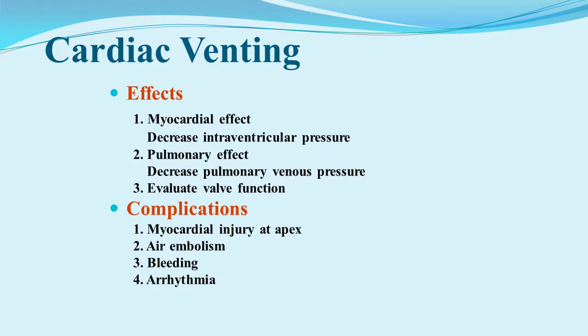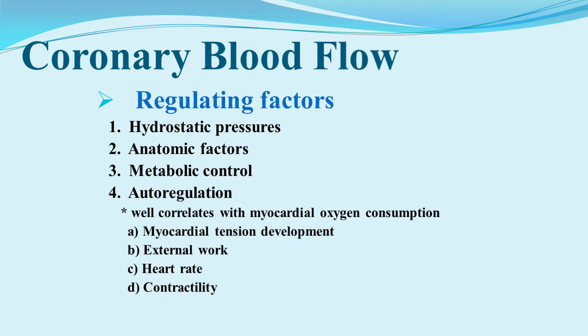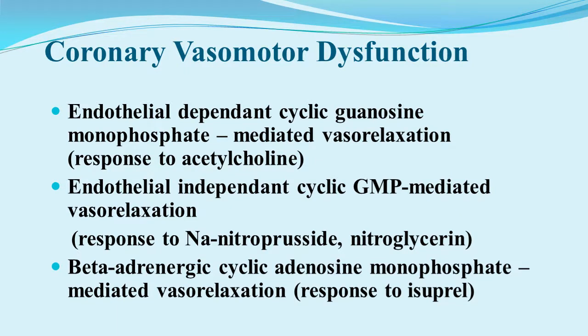Cardiac venting affects the myocardium, decreasing intraventricular pressure, and has a pulmonary effect, decreasing pulmonary venous pressure. Evaluate valve function. Complications: myocardial injury at the apex, air embolism, bleeding, and arrhythmias. Regulating factors: hydrostatic pressure, anatomic factors, metabolic control, and autoregulation. Flow correlates well with myocardial oxygen consumption, myocardial tension development, external work, and heart contractility.